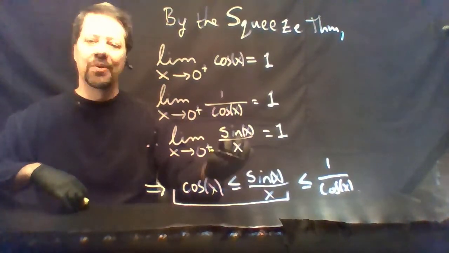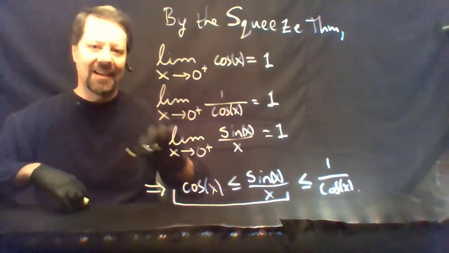We only need to prove that you get the same limit as you go to 0 from the left. Let me give you some prototypical examples.